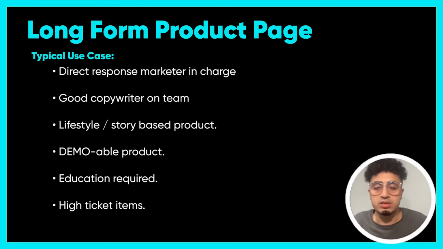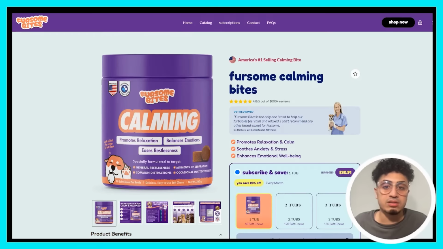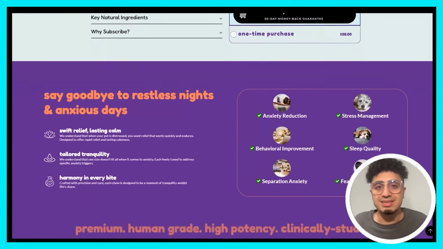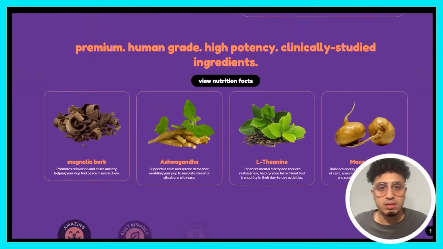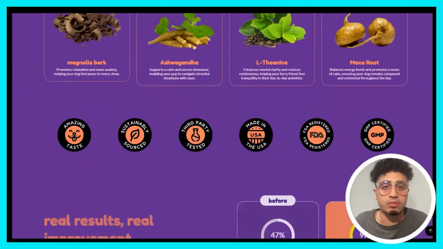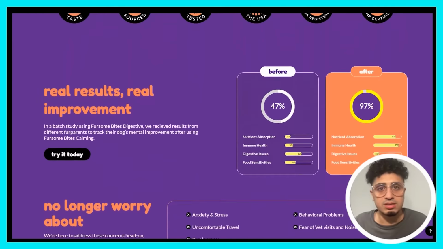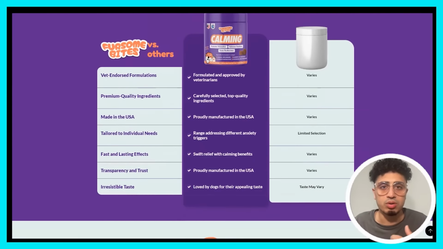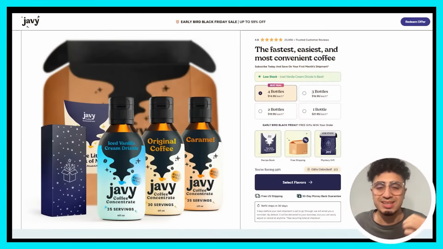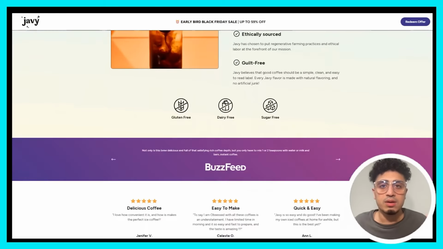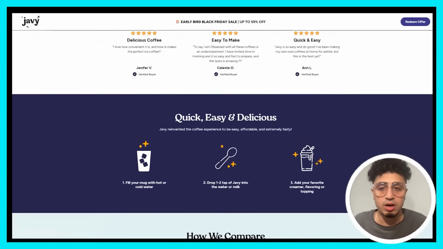Long form product pages, the typical use case is when there's a direct response marketer in charge. You got a great copywriter on your team that understands the ins and outs of the product, the ins and outs of your audience, the ins and outs of the industry as a whole. It's a lifestyle and story-based product. It's a demoable product, sort of like an infomercial where you have someone selling this product for 20-30 minutes, getting people super excited, and at the end they have a killer offer, making it almost irresistible to say no.